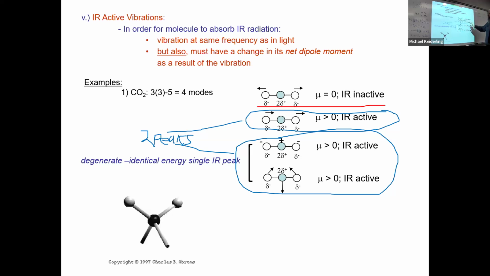So that's IR inactive. These 3 modes are IR active, but these 2 modes are functionally identical because it's bending up and down or bending forward and back. They're basically the same thing. So to have the same energy, you only get 1 peak. So for CO2 you would expect to have 2 peaks.